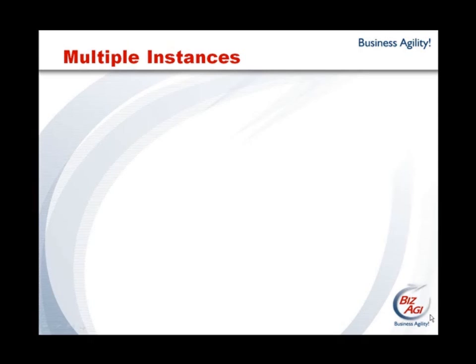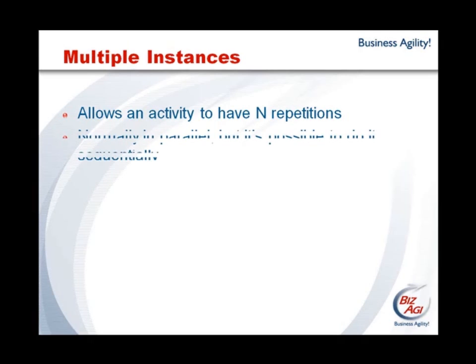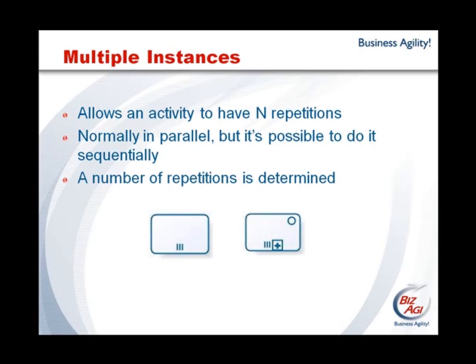Another situation where repetitive activities are presented is the case where an activity can be executed many times. The number of repetitions varies for each case, but it is known at some point of the execution before arrival at the activity. Normally, repetitions are performed in parallel. However, it is possible that they require sequential execution.